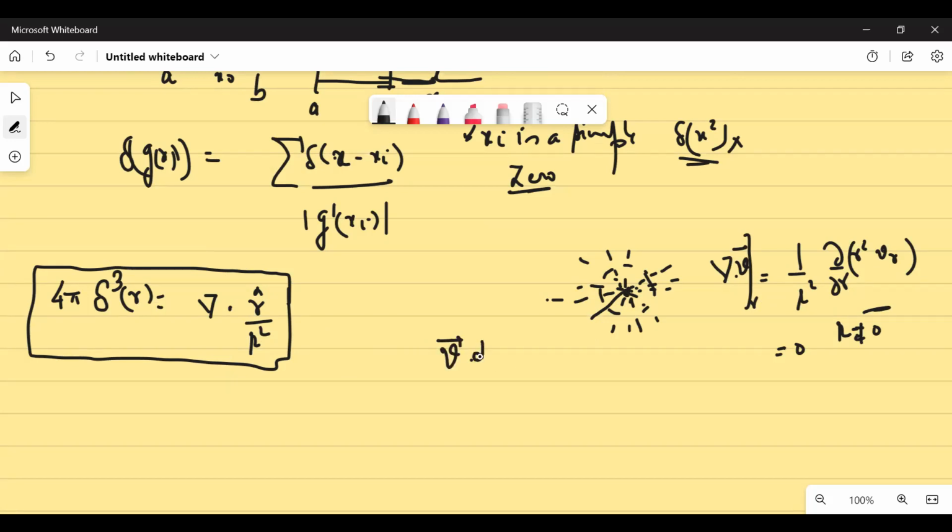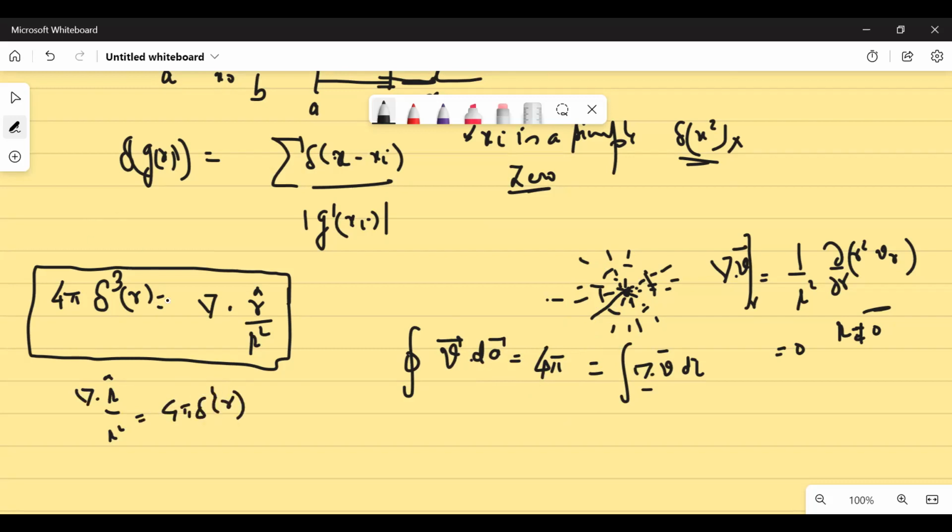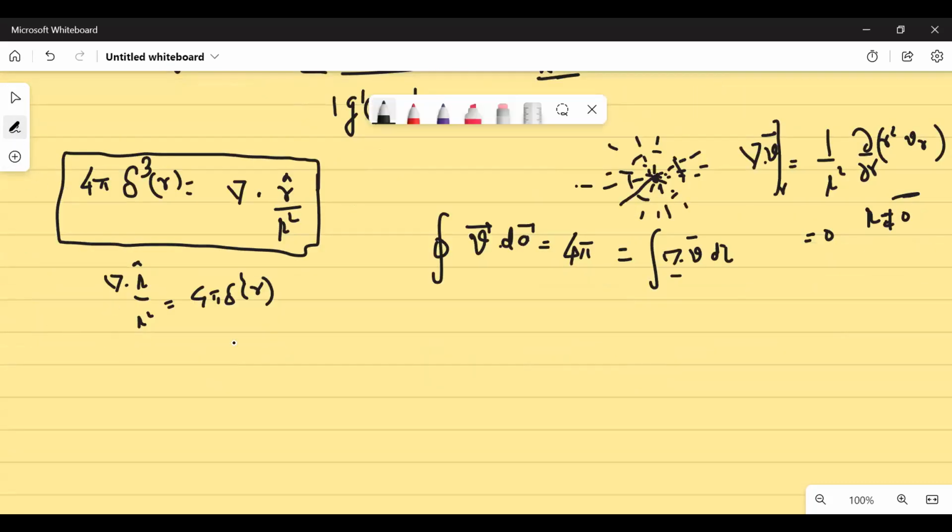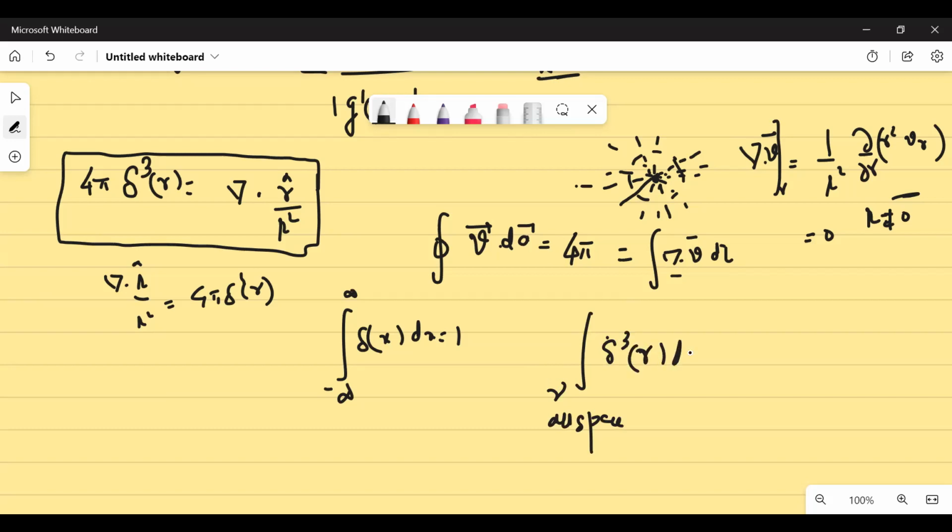Therefore, we used a theorem from vector calculus, which suggested that the integral of v dot dA over any sphere enclosing this field would come out as 4 pi. And this should be equal to the integral of del dot v vector d tau. Overall, we made an understanding that del dot r cap upon r square should be equal to 4 pi Dirac cube r. I also made a point that analogous to your one-dimensional integral, where minus infinity to infinity Dirac of x dx is equal to 1, you have an analogous result here: over all space, the integral of Dirac cube d tau should be equal to 1.